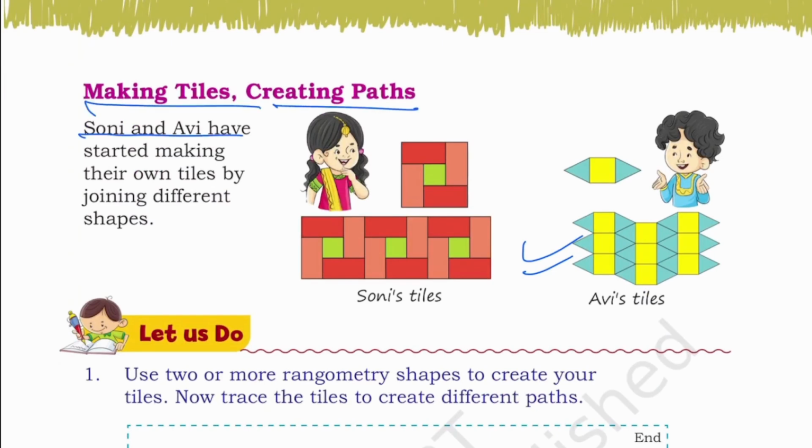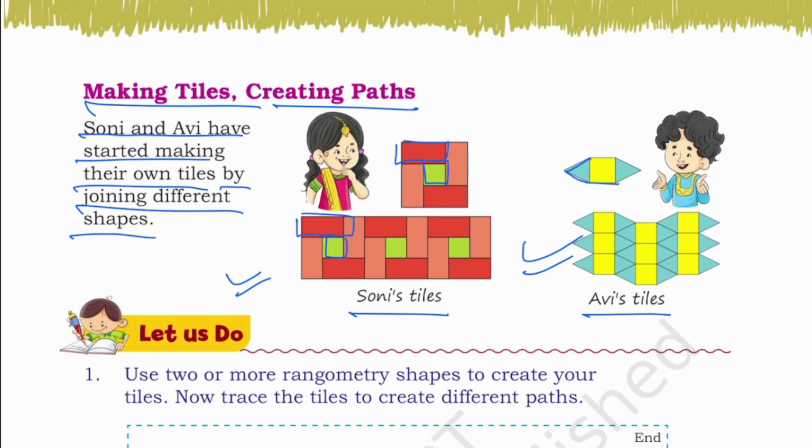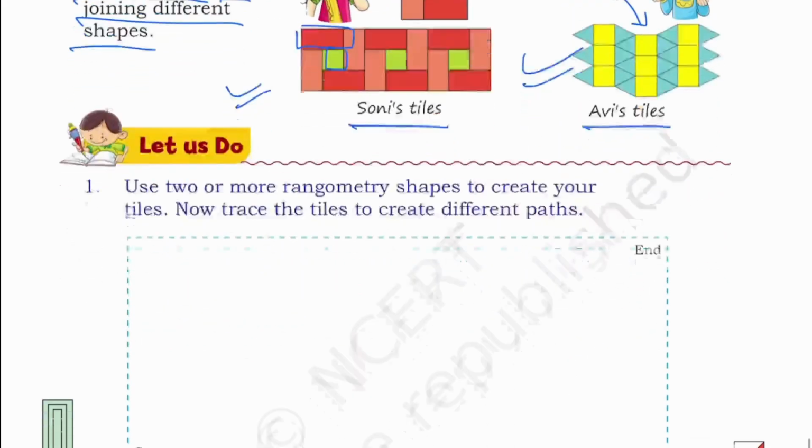Sony and Avi have started making their own tiles by joining different shapes like rectangle and square. This is Sony's style and this is Avi's style. This is a hexagon. Avi has arranged tiles like this.